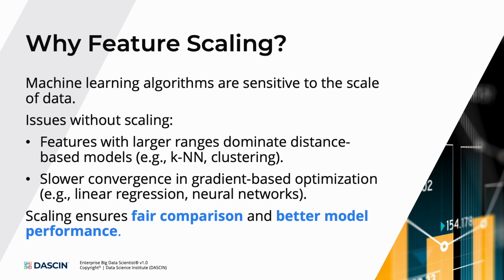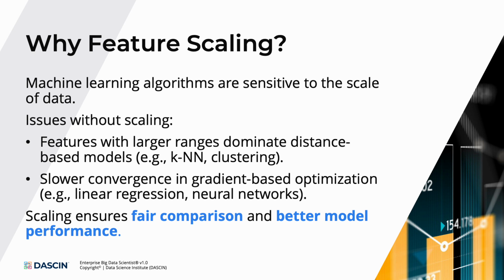Machine learning algorithms are highly sensitive to the scale of the data. If one feature has values in the hundreds, while another is in the thousands, the larger scaled feature tends to dominate the model. For example, if we compare age ranging from 0 to 100 against income ranging from 0 to 100,000, algorithms like k-nearest neighbors or clustering will give far more weight to income, just because the numbers are bigger.